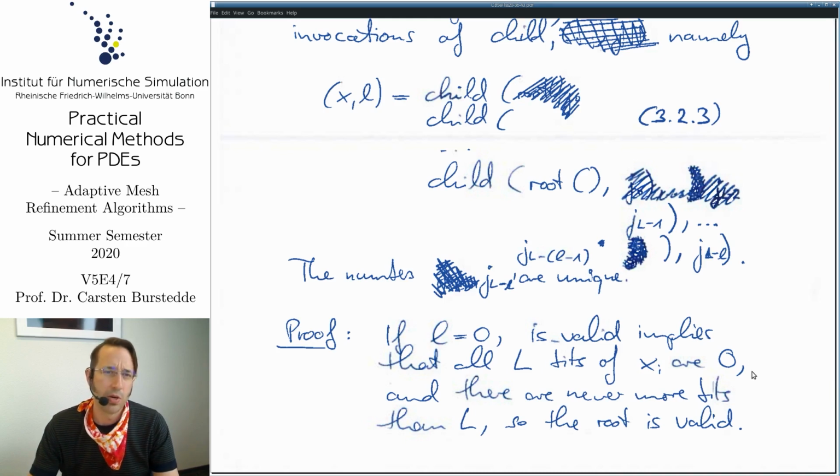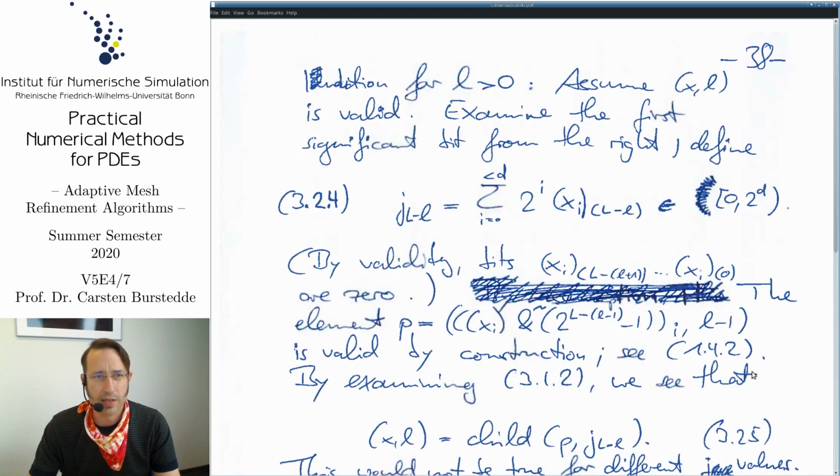For any bigger levels, we can go by induction, and we just have to say that we have some element that is valid as a general assumption of our property, and all we have to say is that it can be derived uniquely from its parent, since for the parent we have the previous level, the induction assumption. So suppose we have a valid element on level little l, we can examine the first significant bit from the right, which is j big L minus little l here.